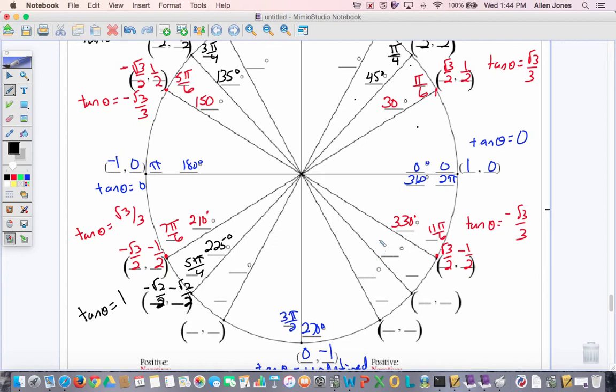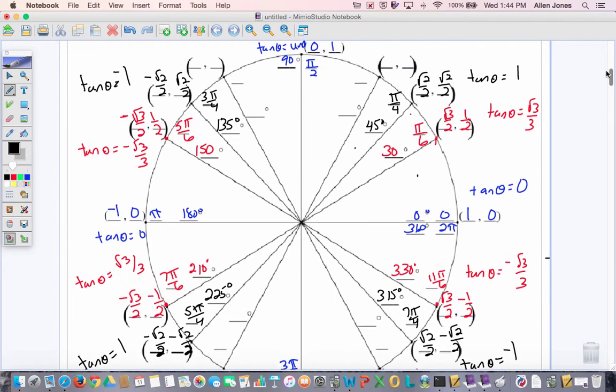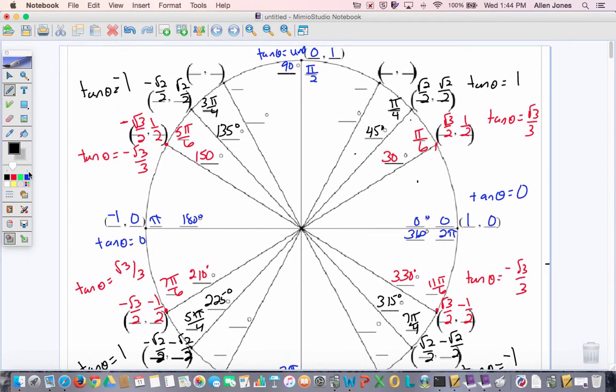And since both are negative in quadrant 3, our tangent is positive. And in quadrant 4, we have 315 degrees, which is 7 pi over 4 radians. Same ordered pair, the x is positive because we're in quadrant 4, the y is negative, and that means the tangent follows to be negative as well. So again, 3 other angles identified based off of the one angle in the first quadrant.